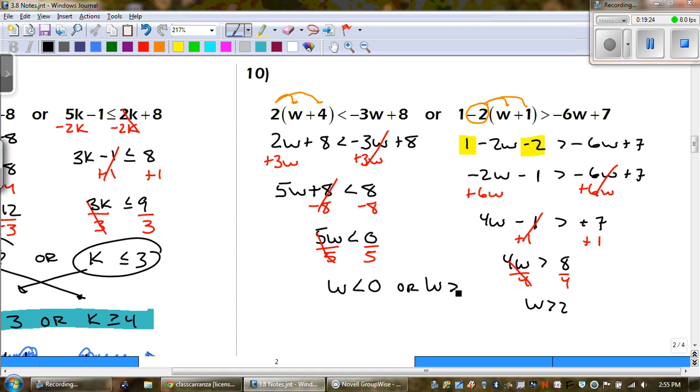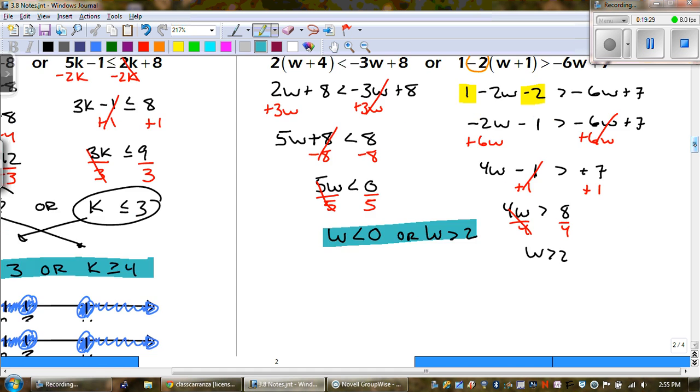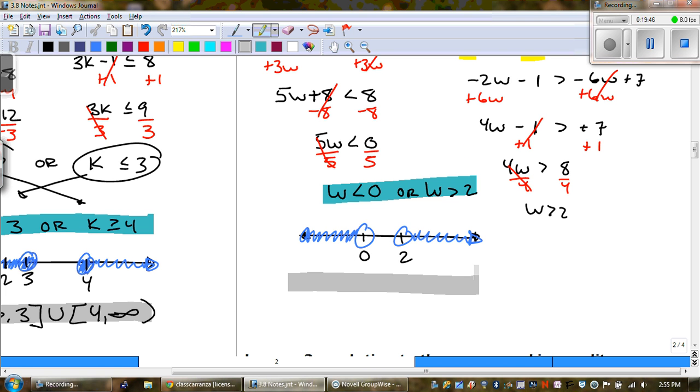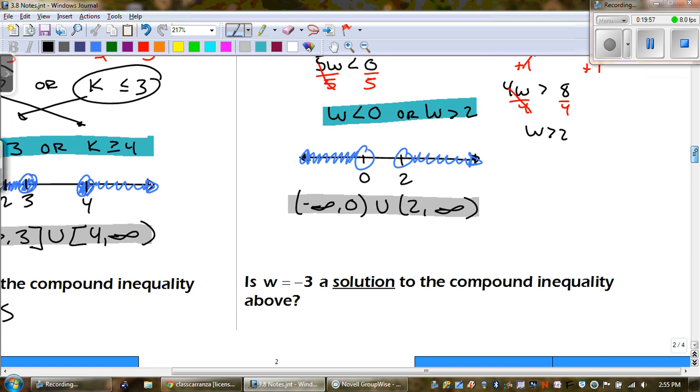So here's our answer. With that right there, we can go ahead and graph it. We got 0 and 2. At 0, we're open and we shade to the left. At 2, we're open and we shade to the right. Writing that in interval notation, we got negative infinity to 0, union, 2 to positive infinity, and everything has parentheses.